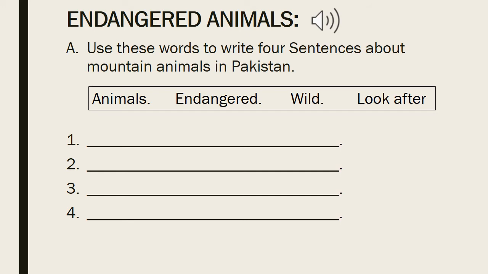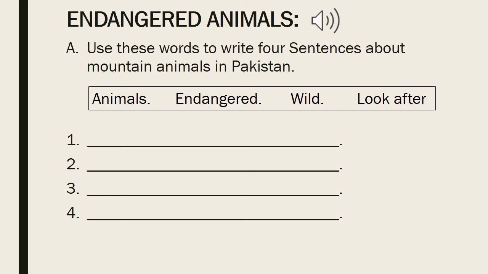And some of them are lynx, eagle owl, marmot, snow leopard, markhor, Balochistan bear. Now these are some animals that are in danger and they live in the mountains of Pakistan. Now exercise A. Exercise A is: use these words to write 4 sentences about mountain animals in Pakistan.